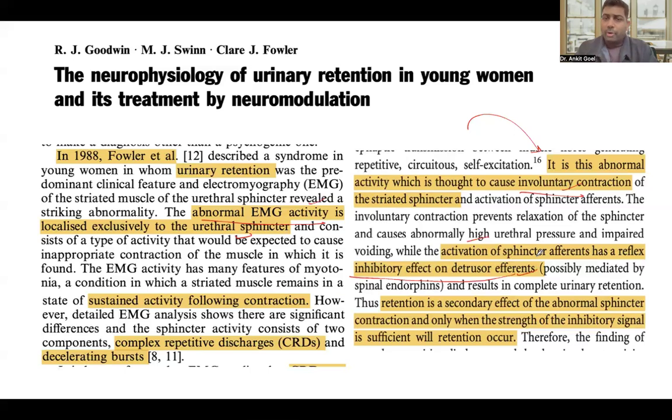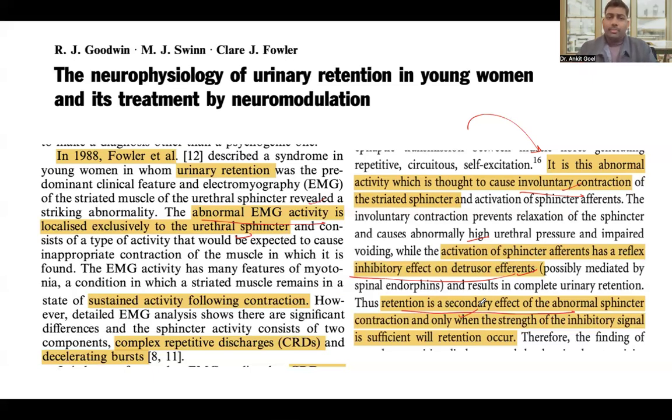First, there is sphincter abnormal activity. The main pathophysiology is with the sphincter, and this causes inhibition of the detrusor contraction. So you might see an undercontractive detrusor in urodynamics. You'll appreciate abnormal electrical activity in the EMG tracing as well. So the retention is a secondary effect of the abnormal sphincter contraction. This is the main neurophysiology behind it.